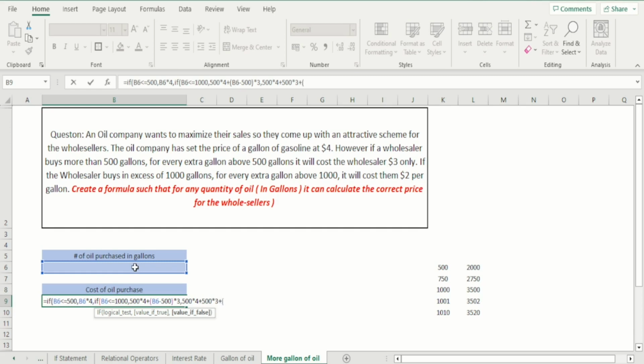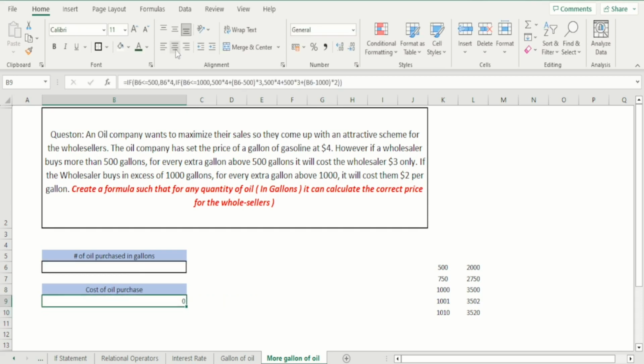And then the excess above 1,000 goes at $2. And how do we get the excess? Same concept. The total quantity minus 1,000 gives us the excess. And this then needs to be multiplied by 2. Once we're done with this, we'll close the inner if. And then we have to close the outer if.